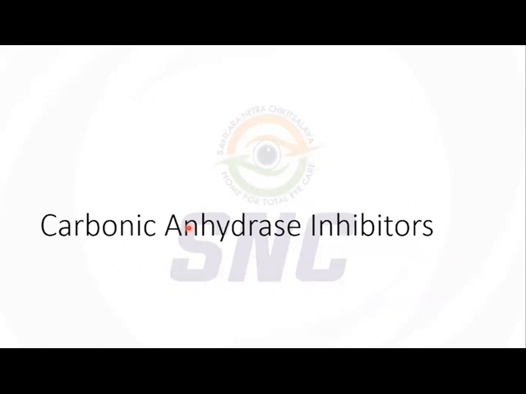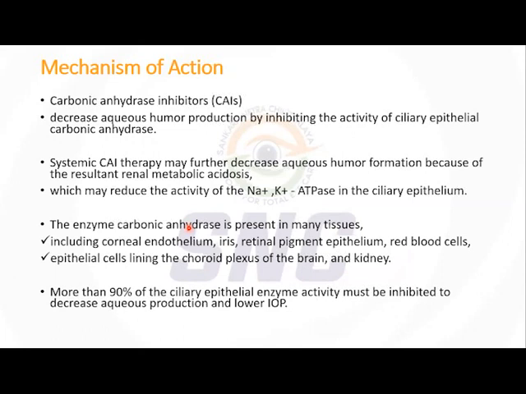Next, carbonic anhydrase inhibitors. Mechanism of action: carbonic anhydrase inhibitors decrease aqueous humor production by inhibiting the activity of the ciliary epithelial carbonic anhydrase enzyme. Systemic CAI therapy may further decrease aqueous humor formation because of the resultant renal metabolic acidosis. They also reduce the activity of sodium potassium ATPase in the ciliary epithelium.